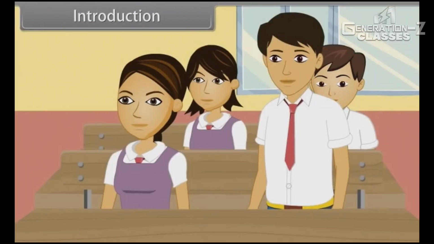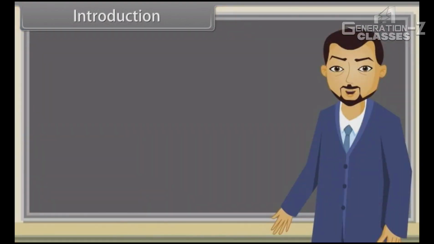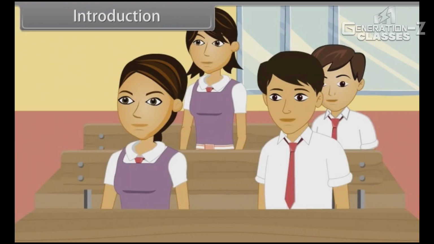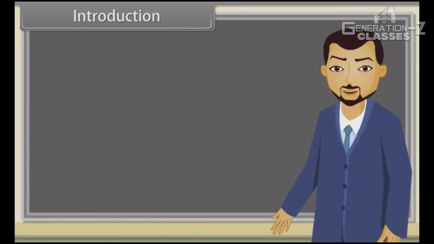Sir, how many kinds of tissues in animals are present? There are 4 types of animal tissues. Sir, are the organs in human body also made of tissues? Yes, Nana. In this lesson, you will learn animal tissues and the organs.